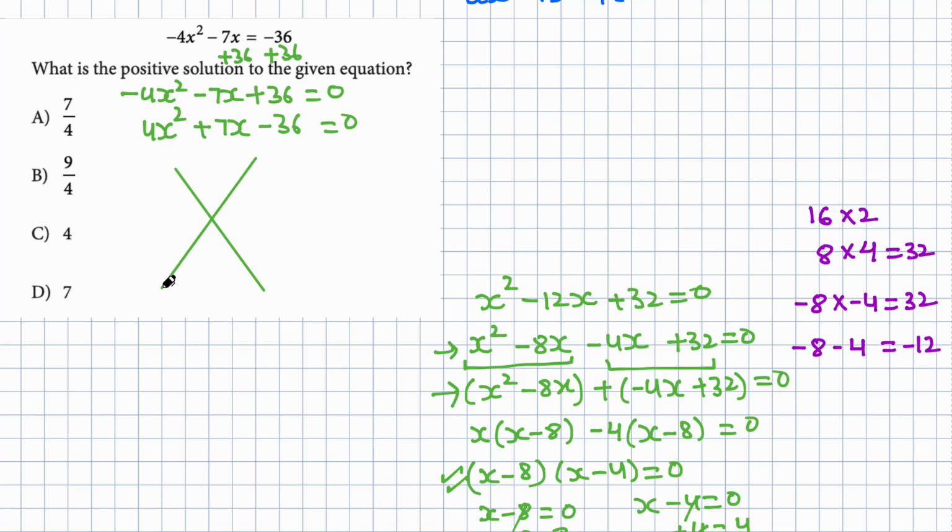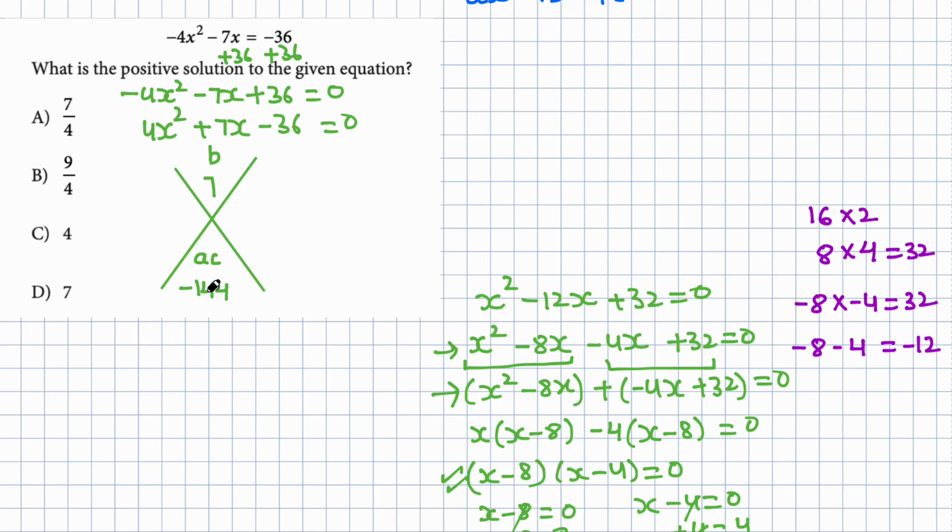Now whatever is the b, that should be here. So b here is 7. And whatever is the product of a and c, what is a? Coefficient of x square. What is c? The constant term. So AC is here. AC is 4 times -36, which is -144. Now we need to find two numbers whose sum is +7 and product is -144.